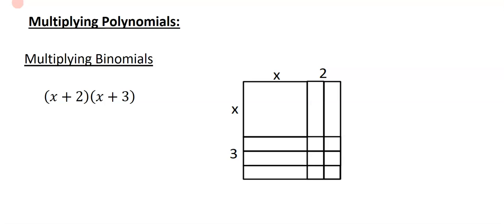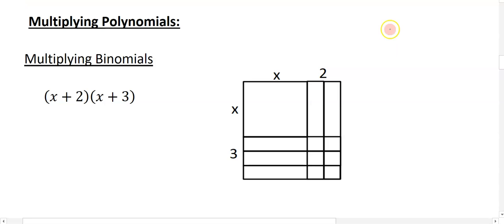In today's lesson, we're going to look at multiplying polynomials. And we're going to start off by looking at multiplying binomials. So we're going to take two terms multiplied by two terms. And so whenever we multiply two things together, we can model this multiplication through area.